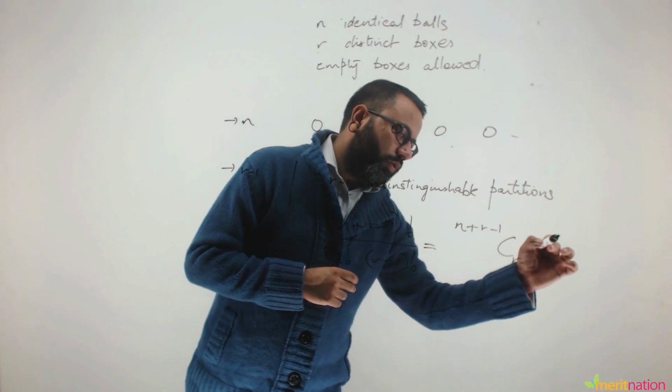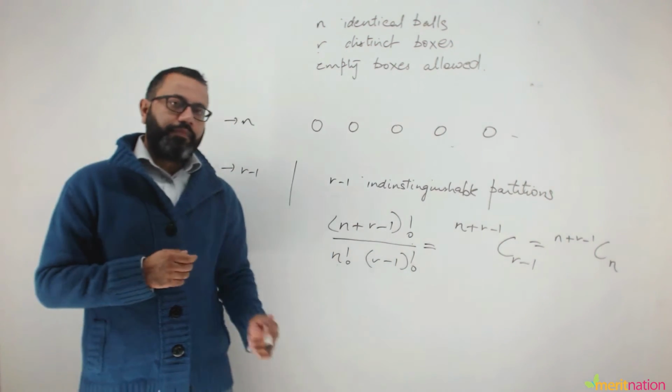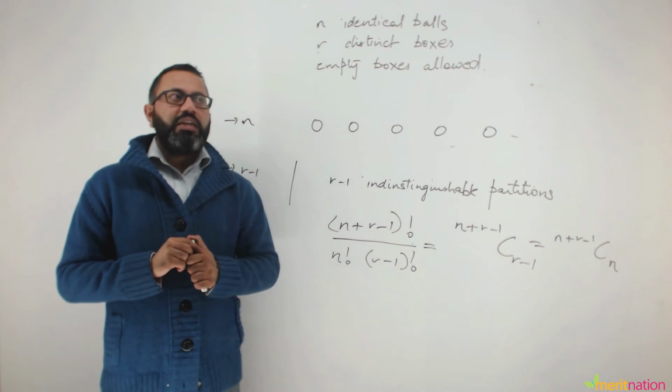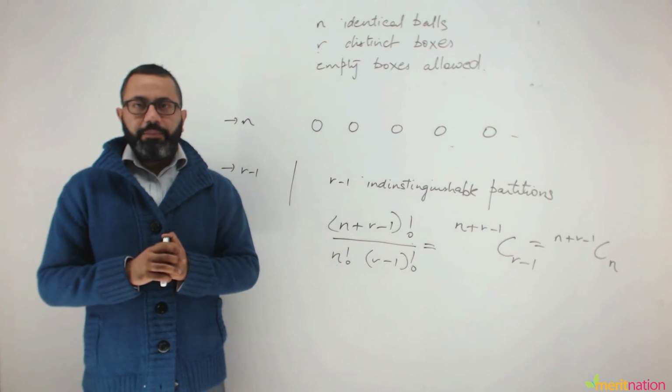Obviously this is also equal to this, and that's the number of ways in which we can divide n identical balls into r distinct boxes while allowing empty boxes.